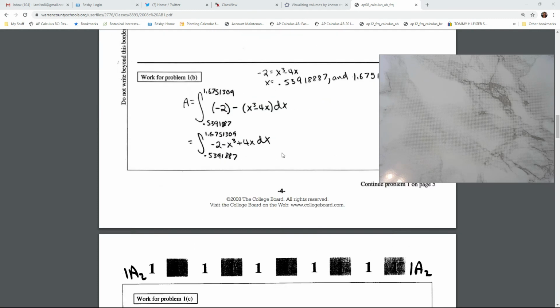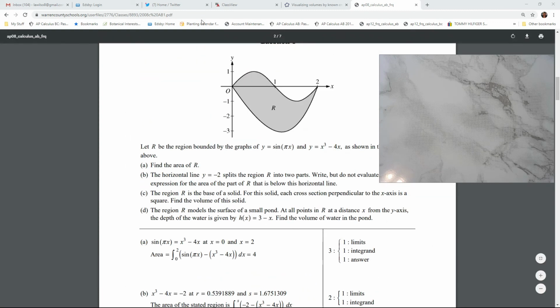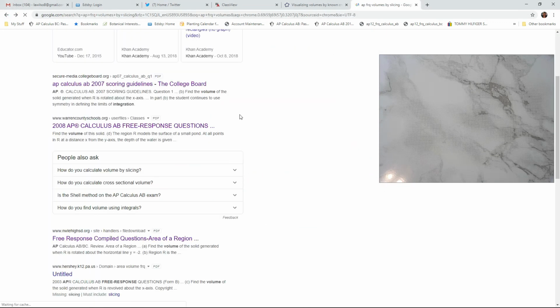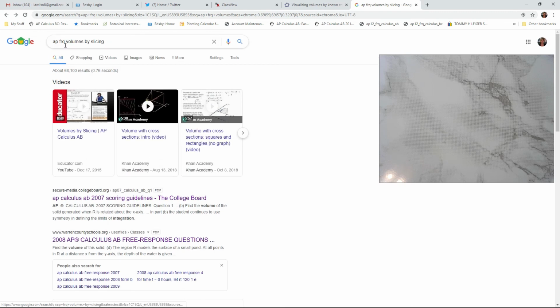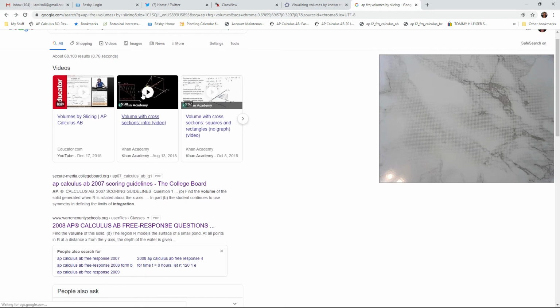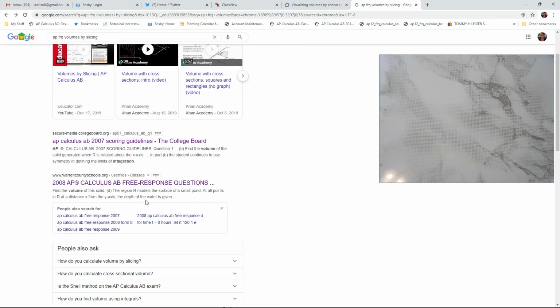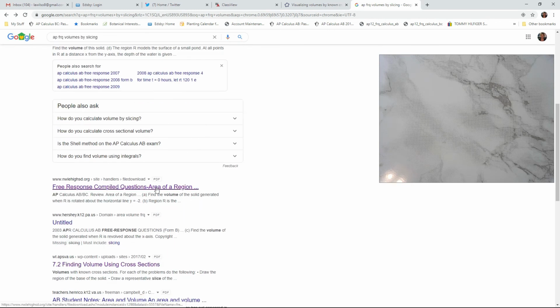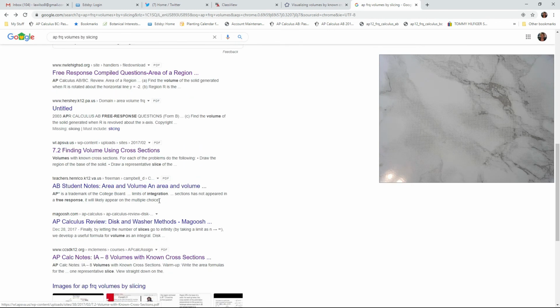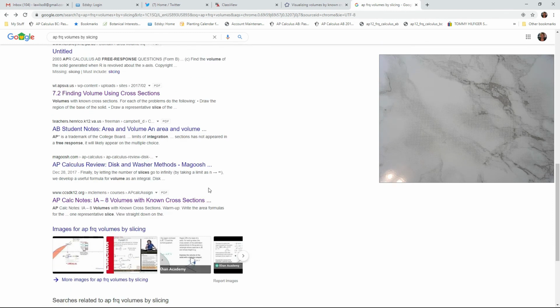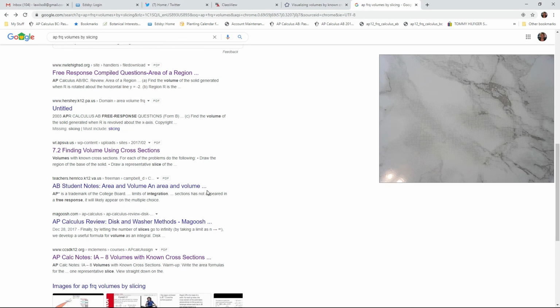Anyway, pretty cool. So you can find these all over the net. I just Googled AP FRQ volumes by slicing and brought up a problem. I could click on any one of these probably. And look, student notes even. So keep in mind that you can find some extra practice problems other than the ones I give you just by Googling it. Google's wonderful.